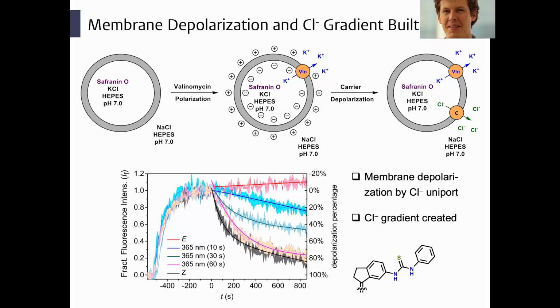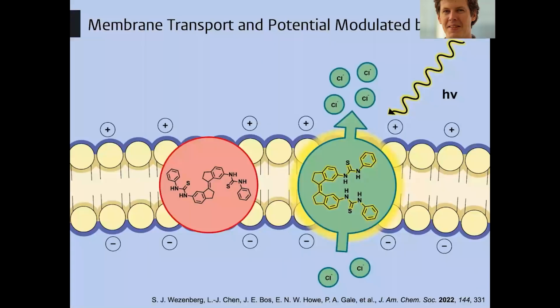And then after adding our receptors and activating them by light, you induce a chloride uniport, and with that, the buildup of a chloride gradient over the membrane. Now, of course, the gradient here, it's not driven by light, it's just the dissipation of the gradient, it's activated by light. The gradient itself, it's built up because we start with a cation gradient in our vesicles. But overall, we showed very nicely that apart from controlling transport activity, we can also control membrane depolarization.